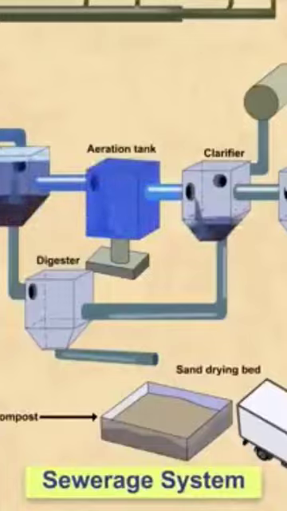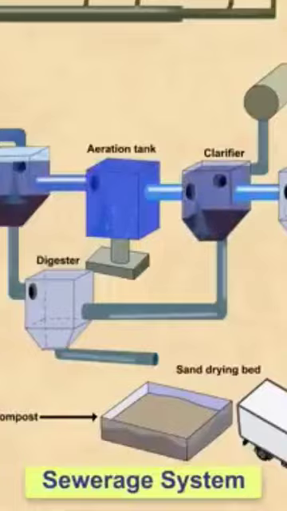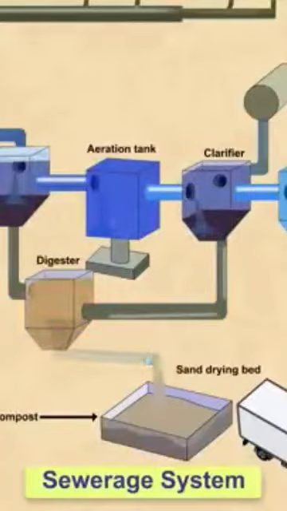The treatment of wastewater goes through different stages. Wastewater is treated to remove the physical, chemical, and biological contaminants present in it through various processes.